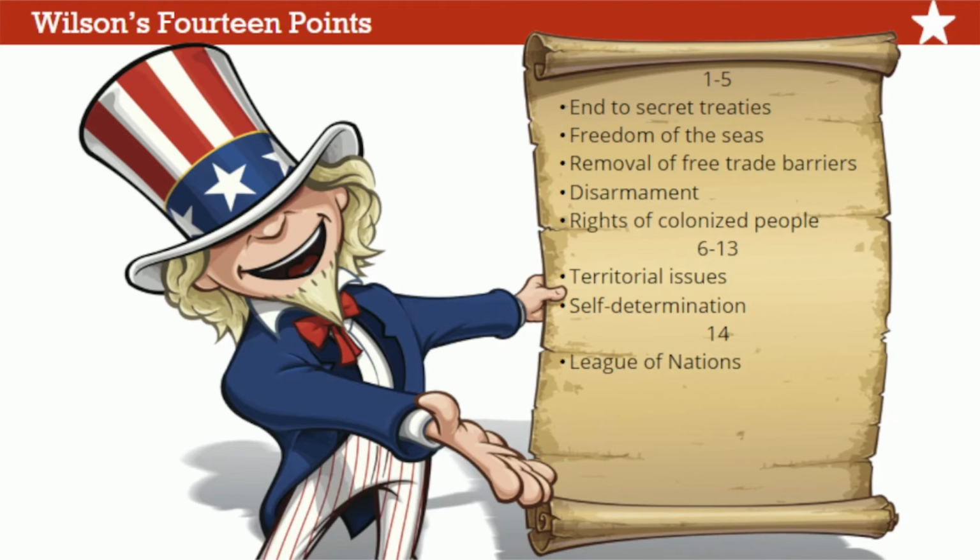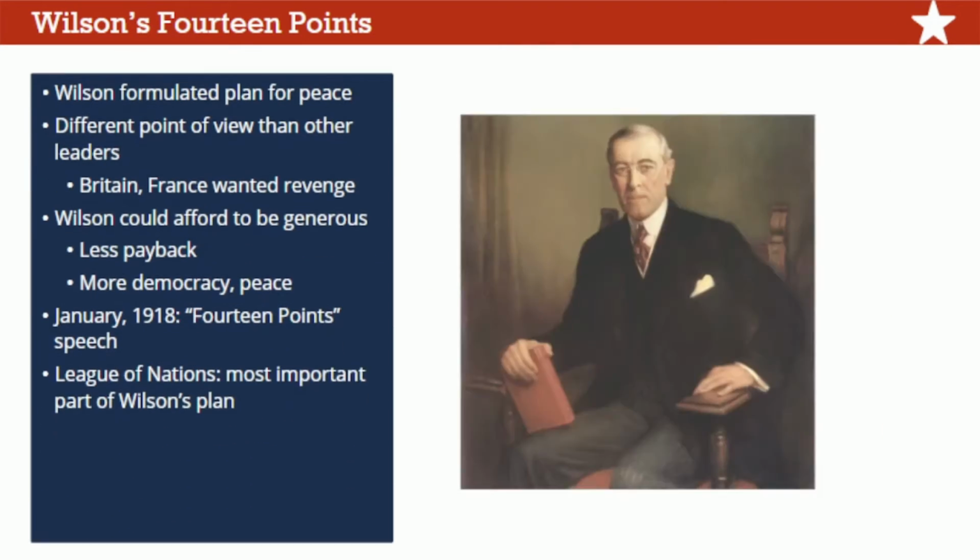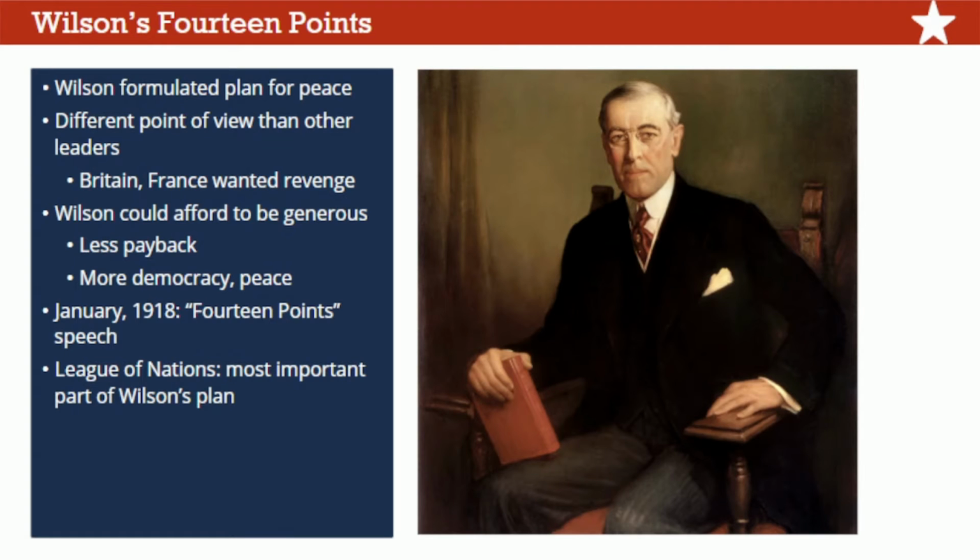Wilson proposed a League of Nations, a general association of nations that would guarantee political independence and territorial integrity to great and small states alike. In other words, it would be an international organization in which nations would work together to resolve conflicts and disputes without going to war. Wilson believed the League of Nations was the most important part of his plan.